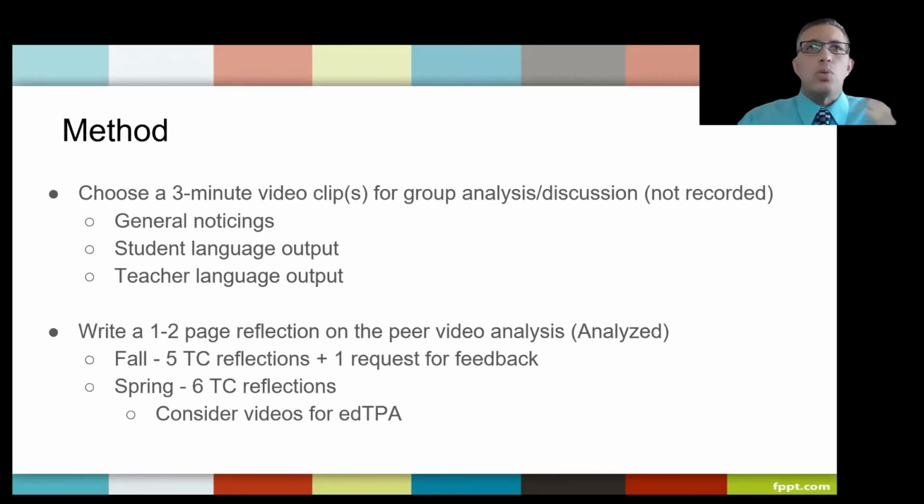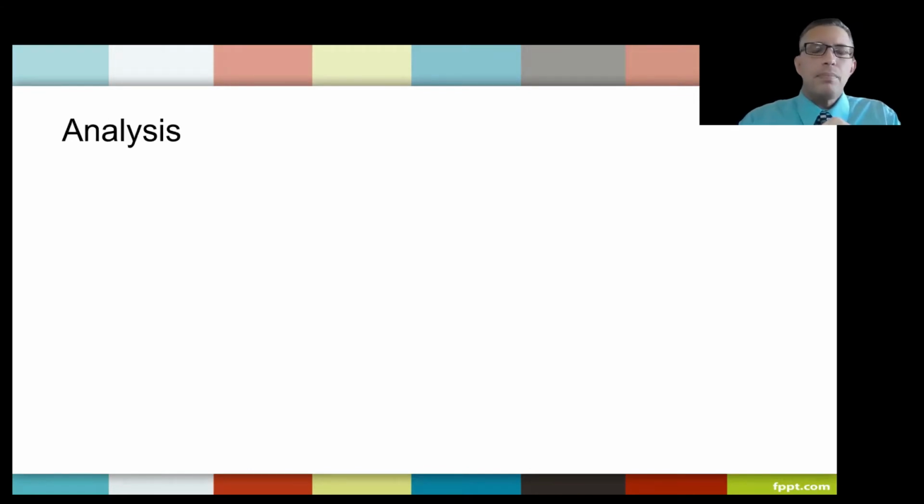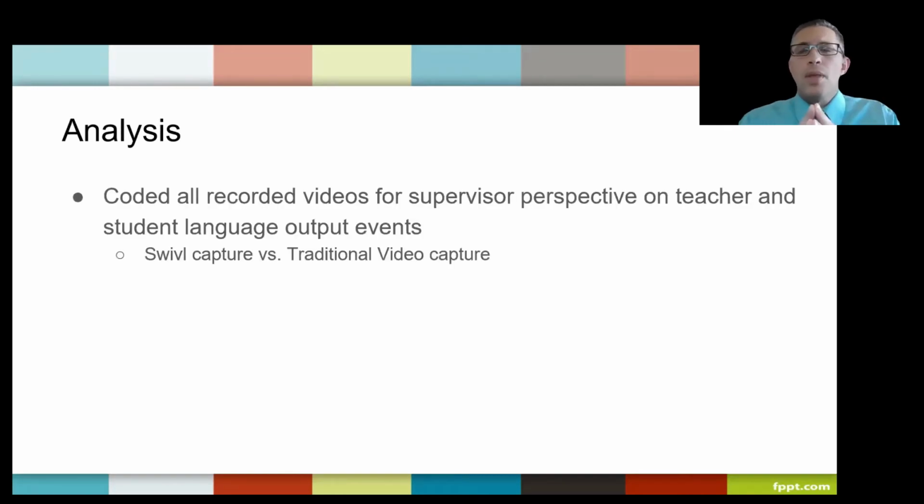And we know that at least one of them did use it for her EdTPA, which is great. So how did we analyze this data? First of all, we watched the videos multiple times each, all the way through on different settings, using the different audio that was captured, looking for output events, either from the teacher or the students.